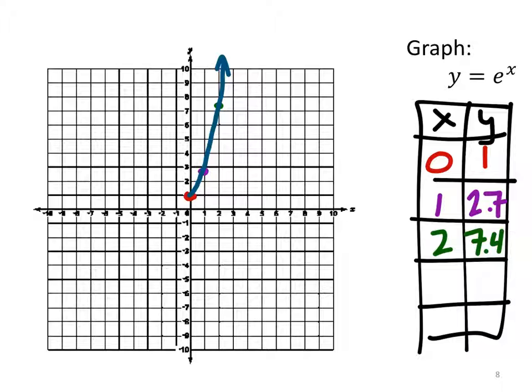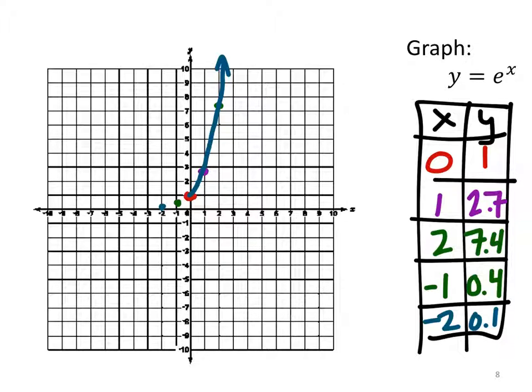So that helps us to the right, but what about the left? What if I made x negative 1? Well, then I got e to the power of negative 1, which is 0.3678 and some change. We'll make that 0.4. 0.4, about right there. Let's try negative 2. E to the power of negative 2 is 0.13 and some change, so 0.1.